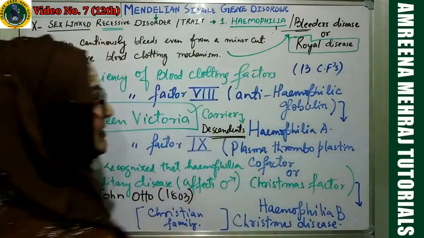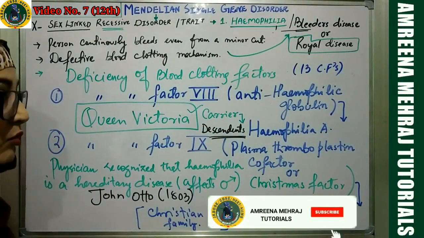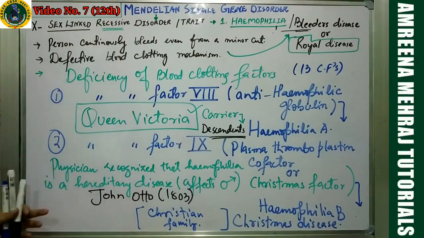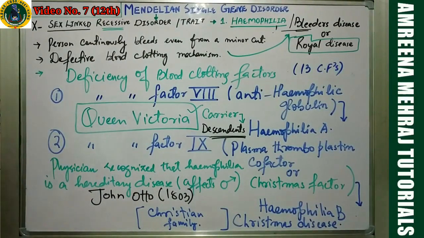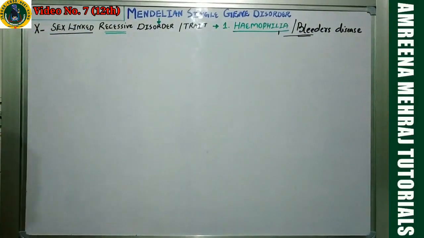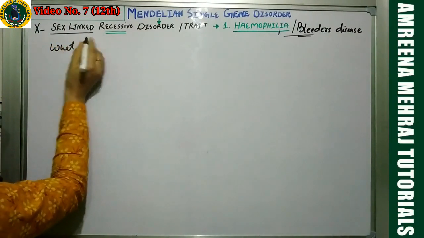It was credited as a royal disease. Now, my dear students, let me make you understand what basically happens in this disease as far as the genetics is concerned. This is the interesting part now. Pay attention.